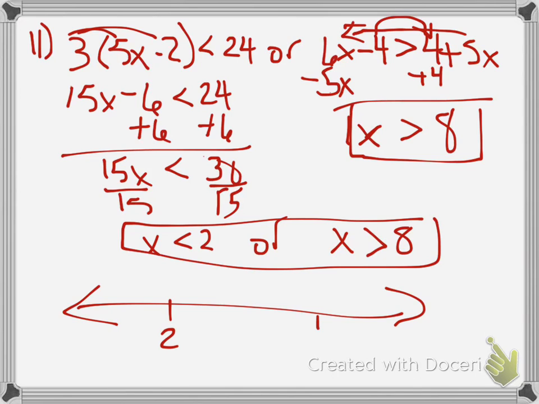Okay, so here's 2, open dot, shade to the left. Here's 8, open dot, shade to the right. The 2 is shade to the left, the 8 is shade to the right. And that's what I expect from most of my OR statements.